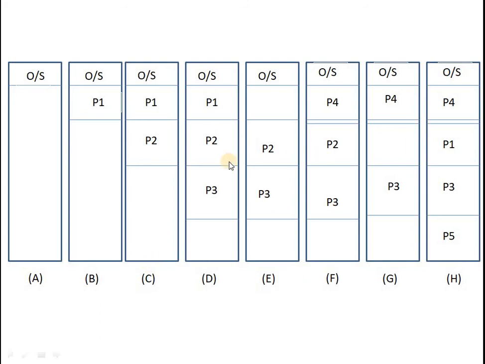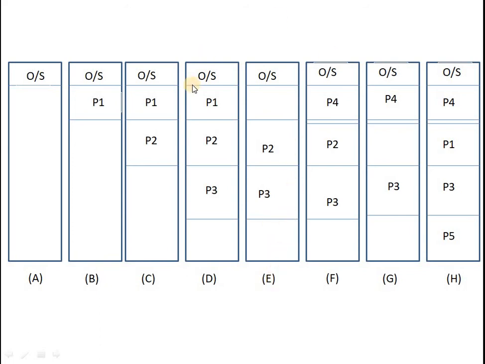After some time, process P3 is executed and a partition of size equal to P3 is created, which is shown in figure D. After this, process P1 requires I/O operations and hence it is swapped out from the memory, and a free partition of size equal to P1 is created, which is shown in figure E.